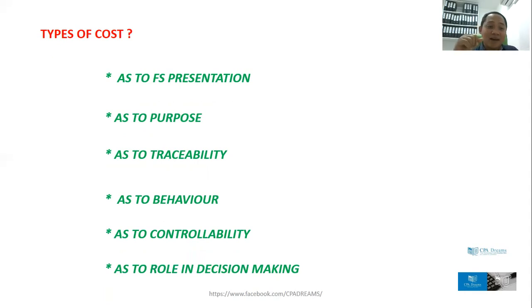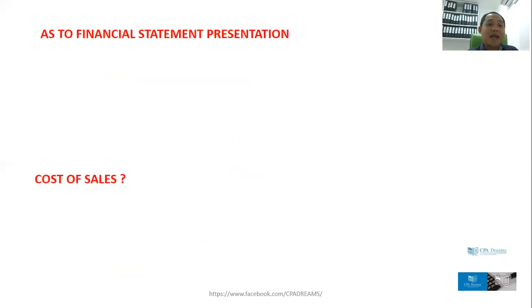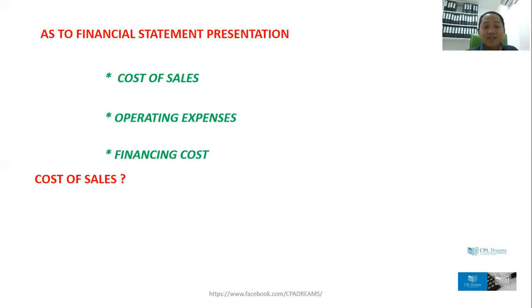So I will give the different types in relation to this. Okay, so isa-isahin natin. As a financial statement presentation, dito papasok yung cost of sales and operating expenses. And of course, there is also financing costs. Okay, but exclude financing costs for the moment. So my focus is the cost of sales and operating expenses. So dapat ngayon pa lang, you already know what are those costs that go to cost of sales and what are those costs that go to operating expense.